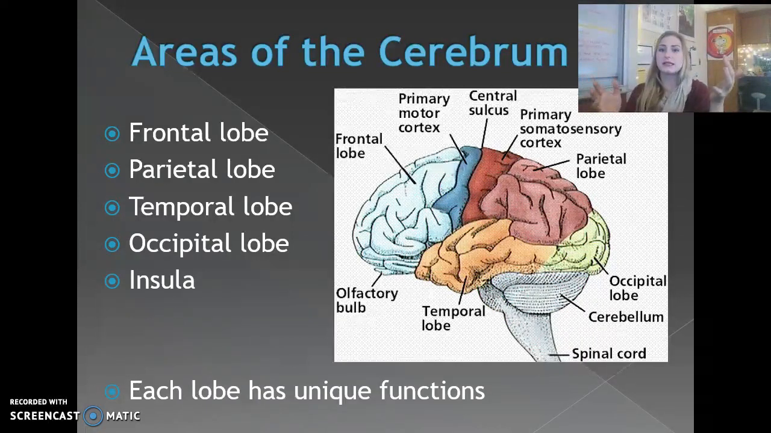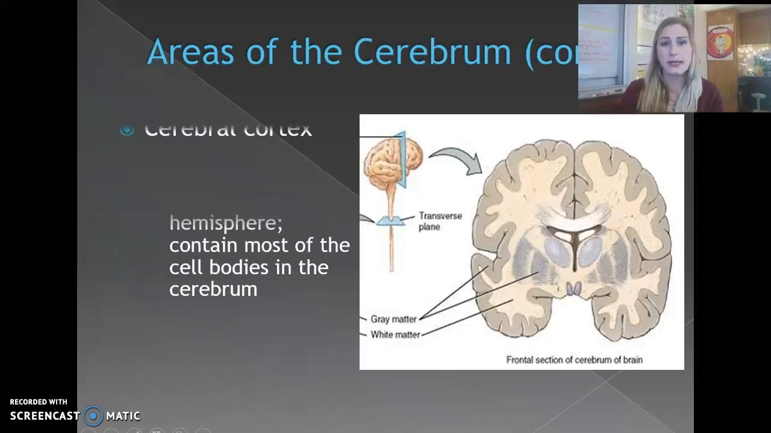And the insula is going to be this little region. If you were to pull down the temporal lobe, and I really can't show you, but if you were to pull this back, the insula is going to be a little region back there. And each lobe has its own unique functions on both the right and left-hand sides. So let's get into these.